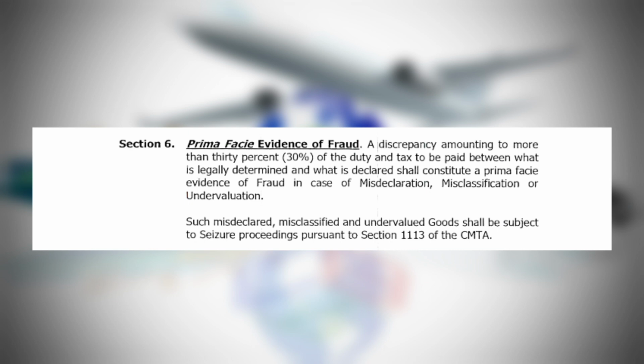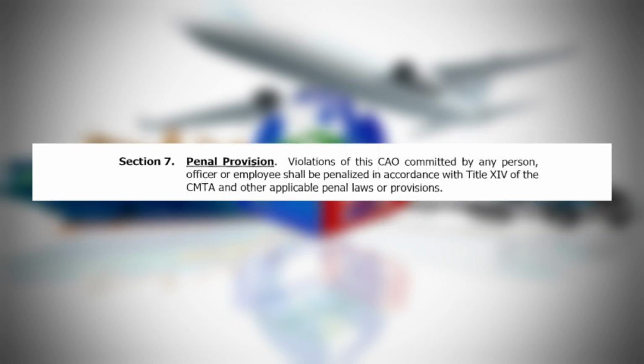Section 6. Prima facie evidence of fraud. A discrepancy amounting to more than 30% of the duty and tax to be paid between what is legally determined and what is declared shall constitute prima facie evidence of fraud in case of misdeclaration, misclassification, or undervaluation. Such misdeclared, misclassified and undervalued goods shall be subject to seizure proceedings pursuant to Section 1113 of the CMTA. Section 7. Penal provision. Violations of this CAO committed by any person, officer, or employee shall be penalized in accordance with Title 14 of the CMTA and other applicable penal laws or provisions.